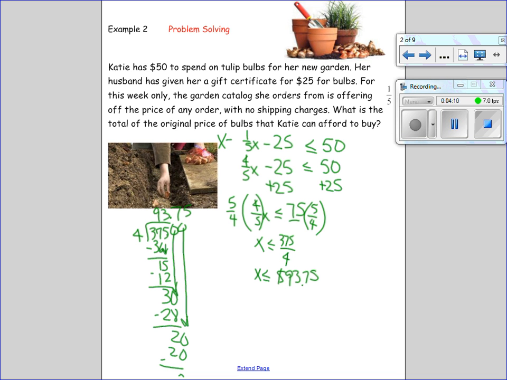So I simplify x minus 1/5 x, and I get 4/5 x minus 25. Then I add 25 to each side. So now I have 4/5 x is less than or equal to 75. I multiply each side by the multiplicative inverse because my goal is to isolate the variable. So 75/1 times 5/4 is going to equal 375/4. Again, I need to determine how much money I do not want to spend more than, so I needed a decimal in my answer. So x has got to be less than or equal to $93.75.